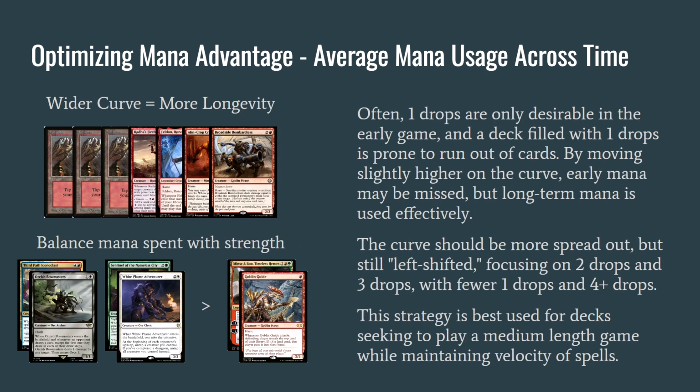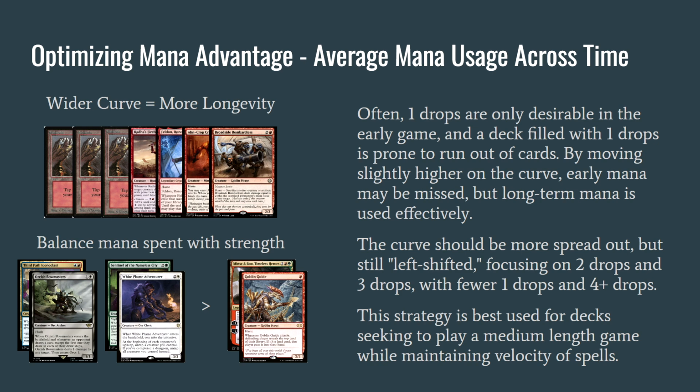Another way that you can optimize your mana advantage is by looking at maximizing the average mana used across time. The way that this works is that you want a wider spread of spells so that you have a better chance of using all of your mana every turn as the game goes on. Usually that means that you're cutting away at some of your 1-drops, because the 1-drops are only desirable really early in the game, and if we're going to be honest, not doing something on turn 1 is not the end of the world because you only have 1 mana to spend.